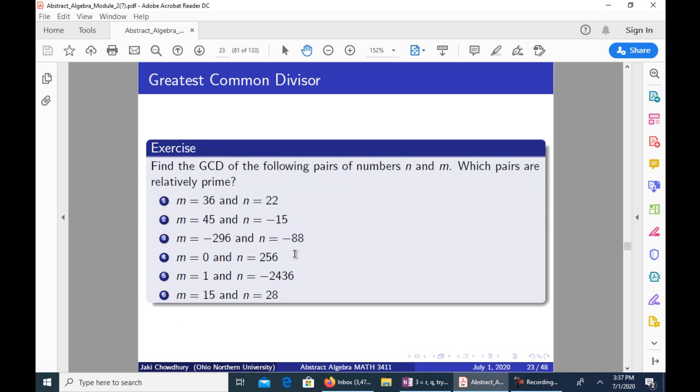And so here's an exercise that you have to go over. When you find the GCD of two numbers, if you have negative integers there, you can simply ignore the negative signs.